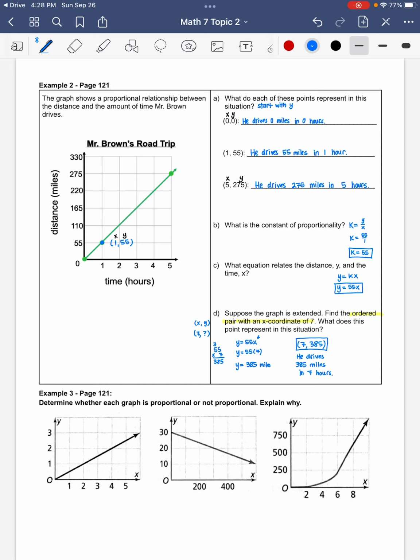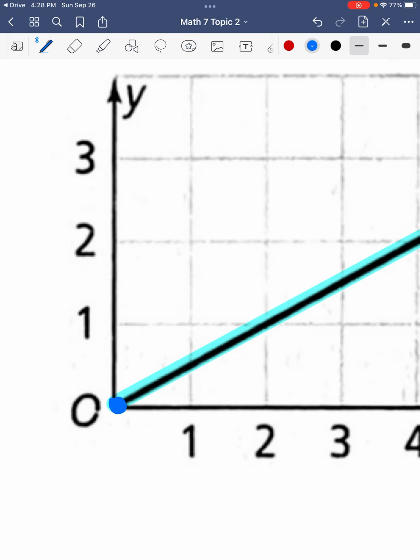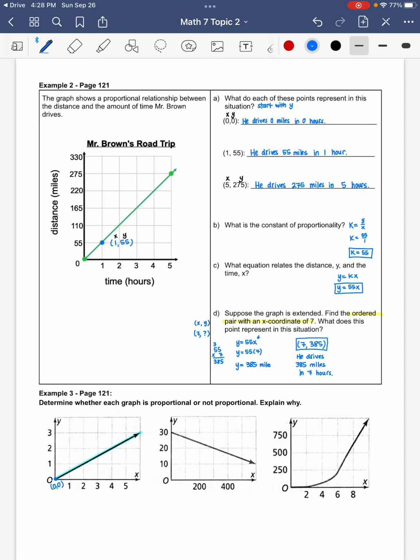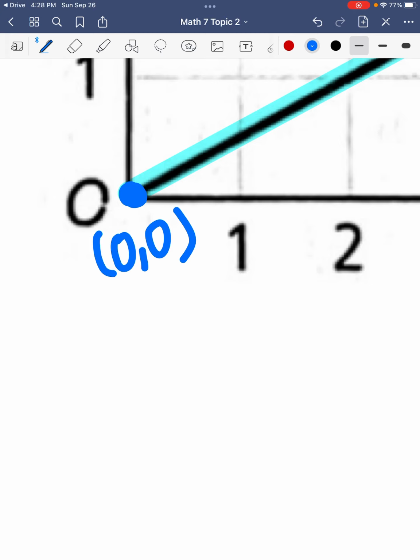Determine whether each graph is proportional or not. Explain why. So looking at our first graph, I see very clearly that it is a straight line. That right there is a straight line. I also see very clearly that it starts right here at the point 0, 0. And remember, proportional graphs are always straight lines that go through 0, 0 or the origin. So, is this one proportional? Yes.